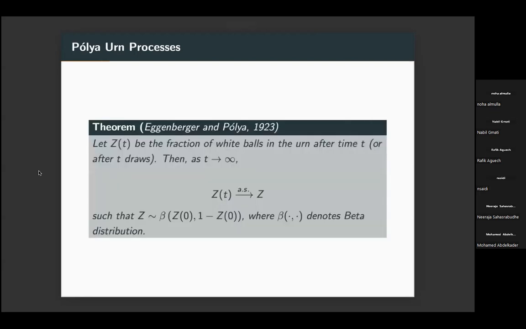So the question is, what happens as time goes to infinity? And this was answered by Polya in 1923. If Z_t is the fraction of white balls in the urn at time t, then the most well-known result on Polya urn says that Z_t converges to a random variable Z, which is distributed as a beta distribution as time goes to infinity, and it converges almost surely to this random variable.